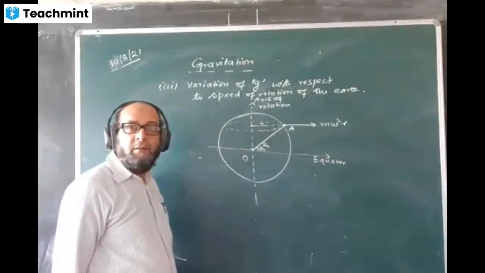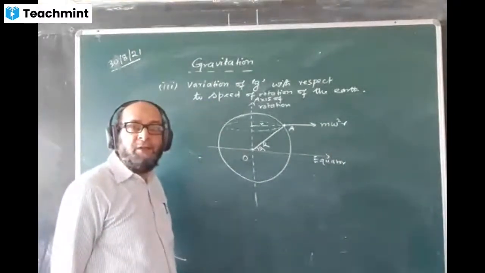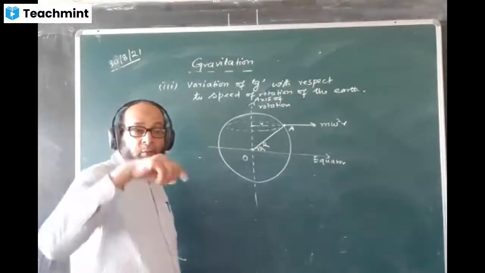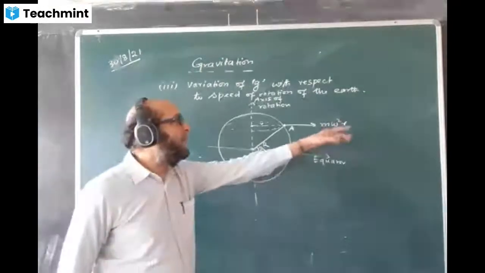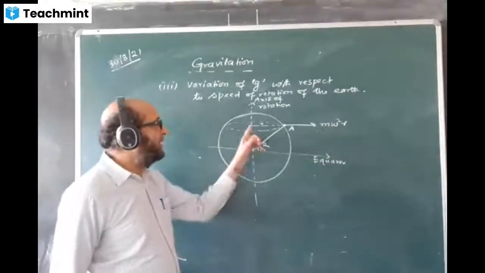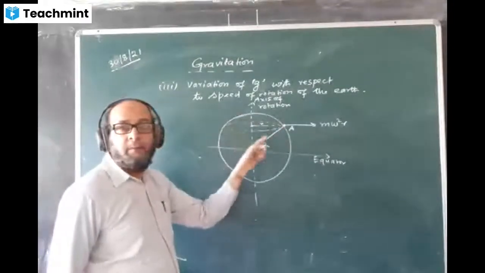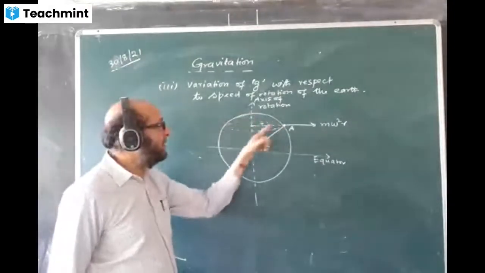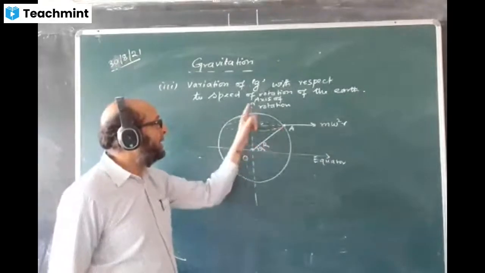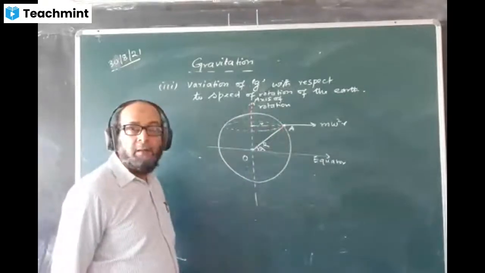In terms of v, the formula is mv squared by r. And in terms of omega, speed of rotation, the formula is m omega squared r, where this r is the radius of rotation. Rotational axis is here. Distance of the point from the axis of rotation, that is r.